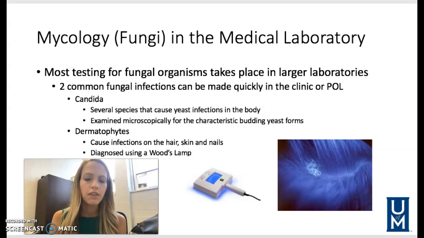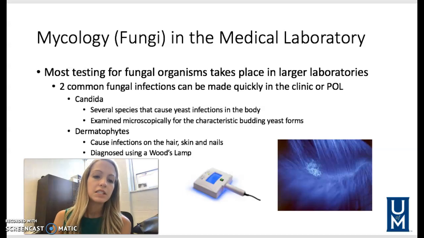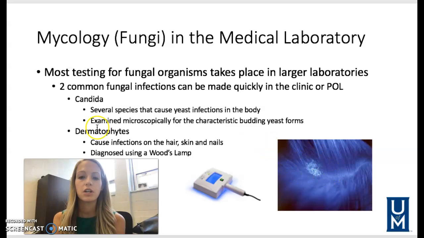Candida is the first one, and there are several species that cause different yeast infections within the body. They're examined microscopically for the characteristics of budding yeast forms. There are also dermatophytes, which cause infections on the hair, skin, and nails. You'll see a picture here. There's a fungus on the skin of the scalp here, and it's diagnosed using a Wood's lamp. Tinea capitis, or the dermatophyte, is what this is called here.